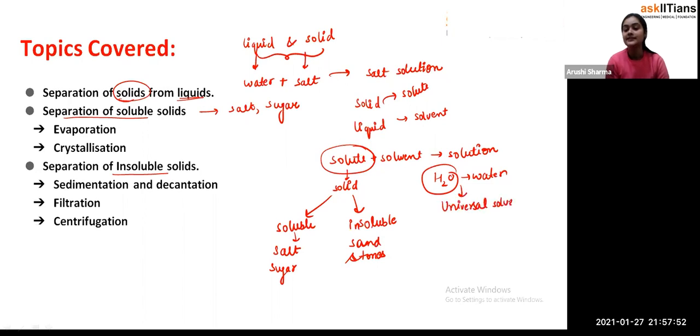Just remember one thing, students: the solvent can be anything, but when we talk about liquid and solid, the liquid is considered the solvent because in it we are going to dissolve the solid part, and the solid is called the solute. That means we are going to dissolve that thing into the liquid. So that is the solute and solvent, and the mixture of it is the solution. And the solute, that is the solid, is of two types: one is the soluble thing, one is the insoluble thing.